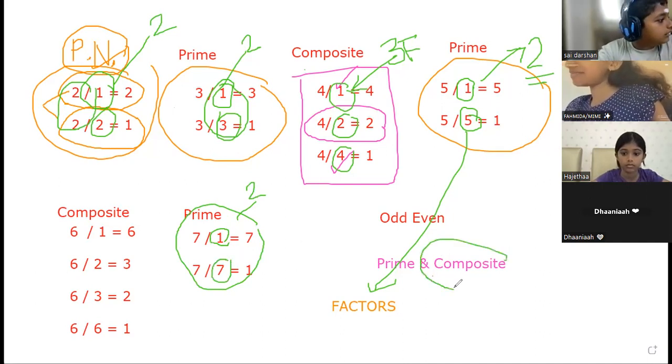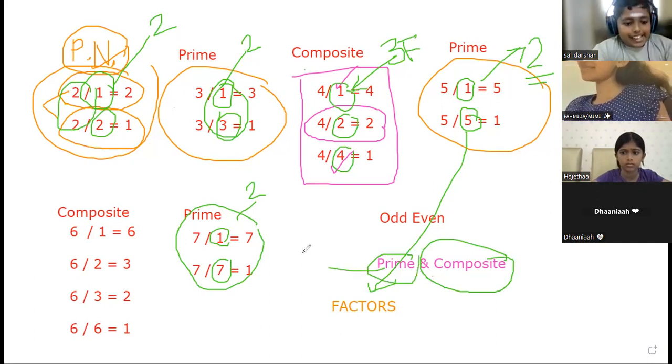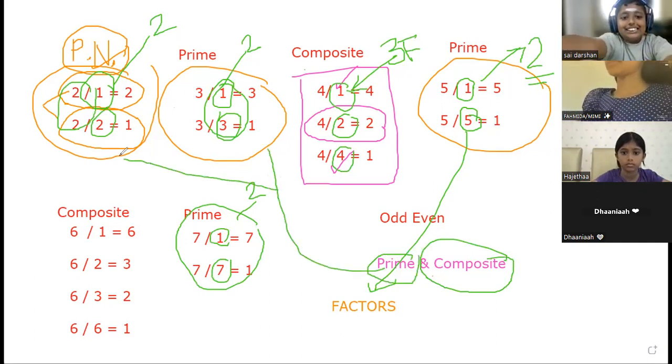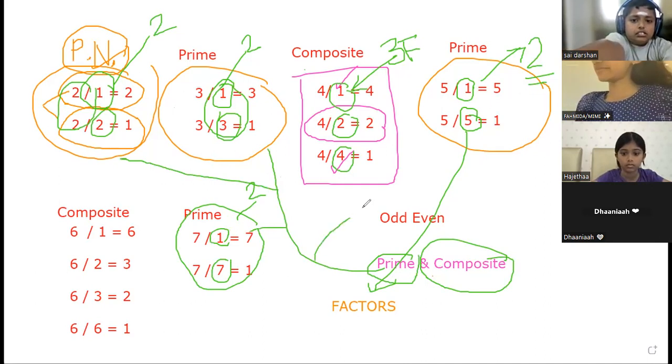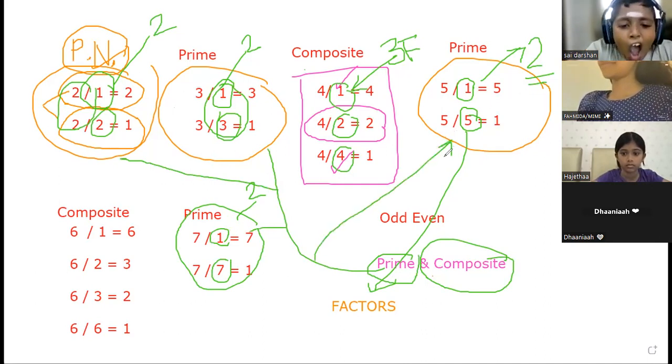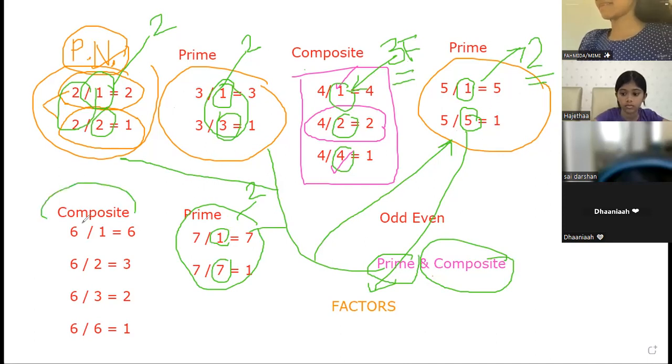So they go in the group of prime numbers. Those with these two factors are all going to be grouped together and called prime numbers. Those with more than two factors, like 4, which has 3 factors, or 6, which has 1, 2, 3, 4 factors, are going to be grouped as composite numbers. Clear? Do you understand so far?